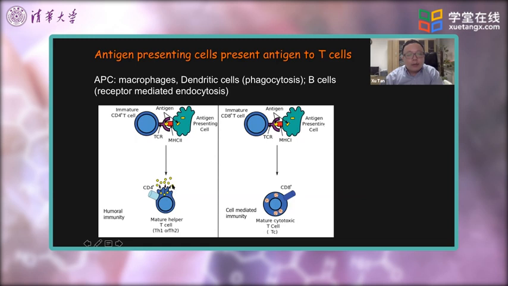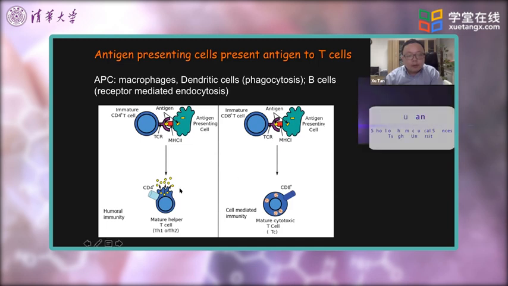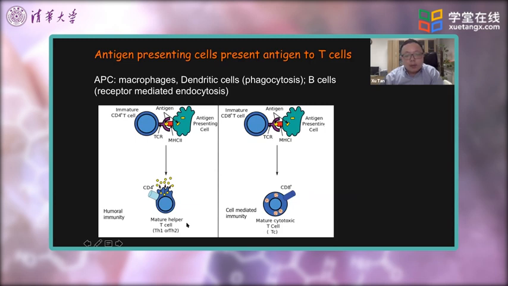Then these cytokines can promote the recruitment of other immunocytes, as well as promote antibody secretion of nearby B cells. So this is really important for the humoral immunity, or antibody-mediated immunity.